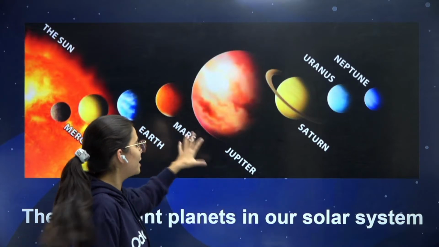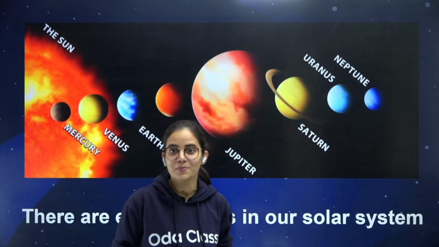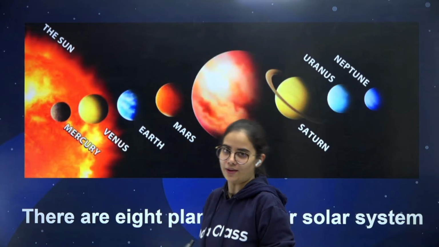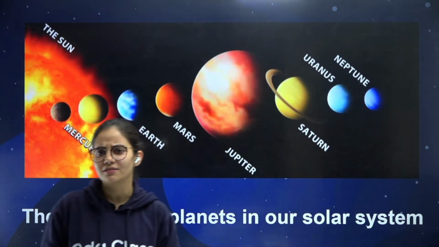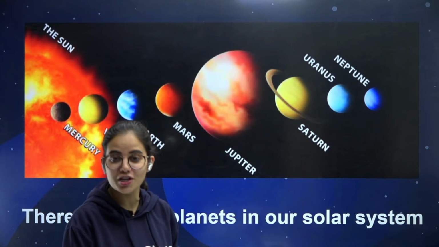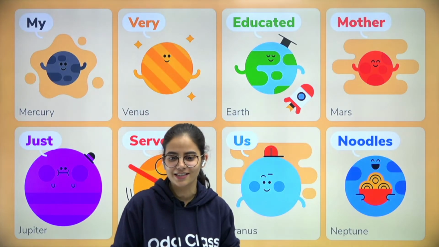We can't just randomly start from Jupiter and Saturn, right? We can't do that. So we need to remember the names of the planets in sequence. So how will you do that? It's a bit difficult. Not after this. I'm going to share a trick with you. Okay? What's this trick? This looks interesting, isn't it?